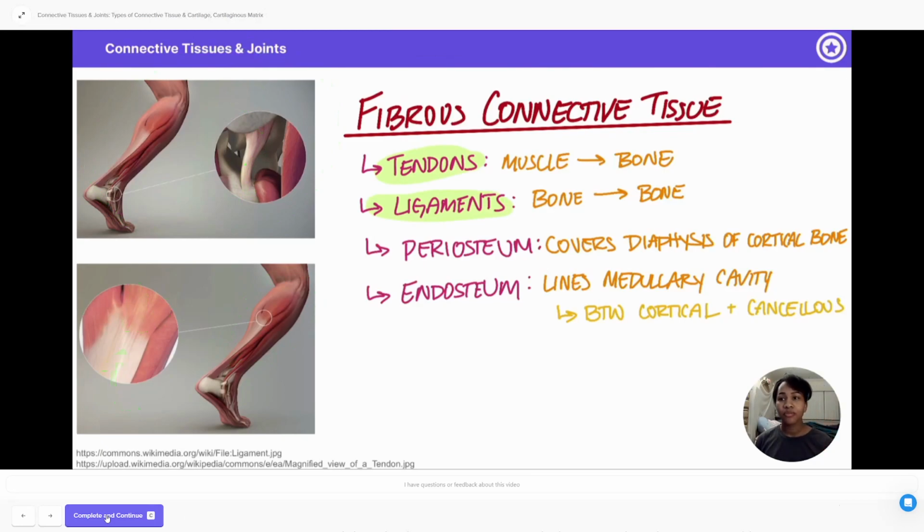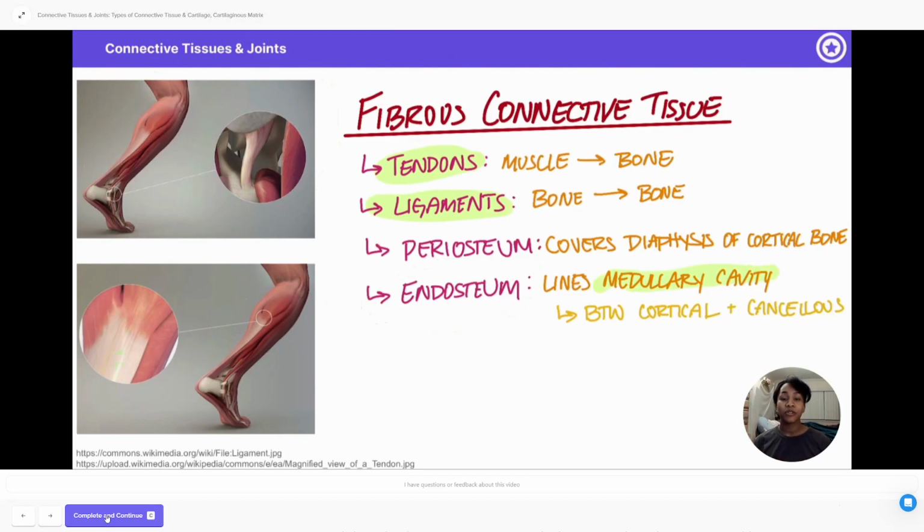Now there are other types of connective tissue that are specific just to bone itself, and we've talked about the periosteum a bunch. We know that it covers the outside of the diaphysis in long bones. It provides a place for blood vessels and nerves to reach the bone. And lastly, we also have the endosteum, which is another membrane, but it's located inside the bone. This is the membrane that houses the medullary cavity, and it's going to be smack in the middle of the cancellous bone and the cortical bone on the outside.